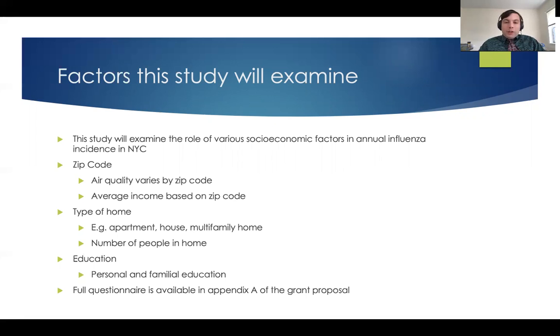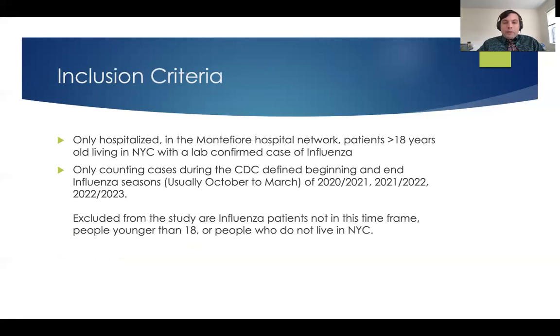In terms of education, this covers both factors that prevent the spread of the actual person-to-person contact, as well as getting a flu shot in the first place. Now, we'll be looking at both the personal and the family education, as this is the way to determine how well the family is able to prevent themselves from getting influenza.